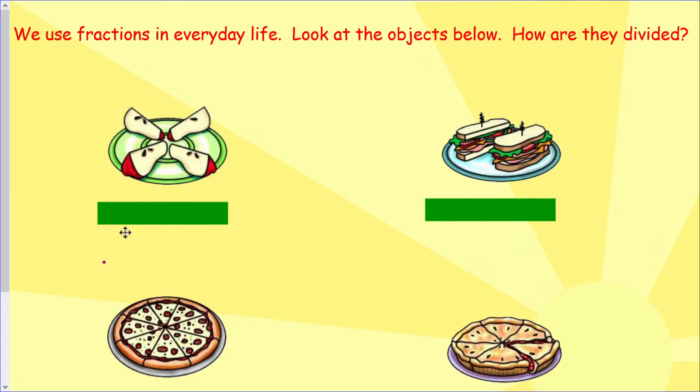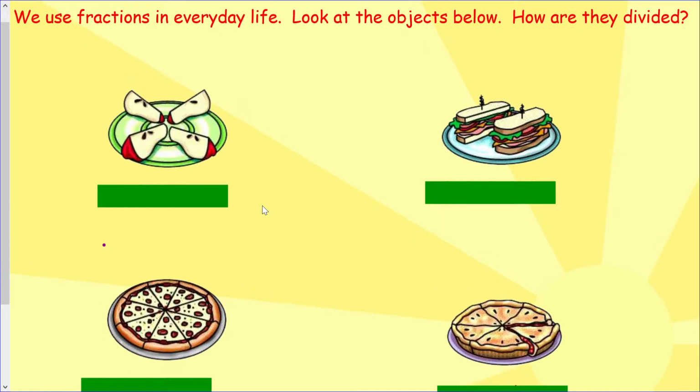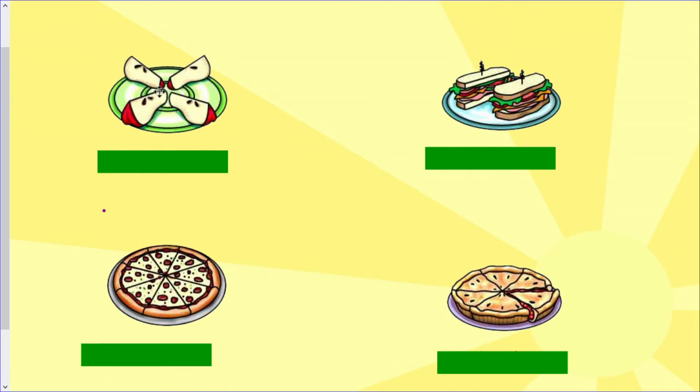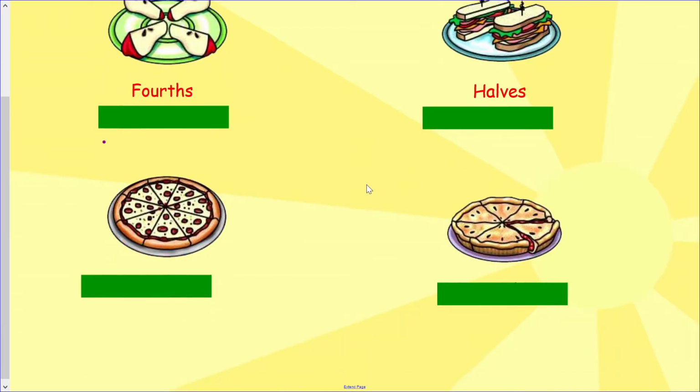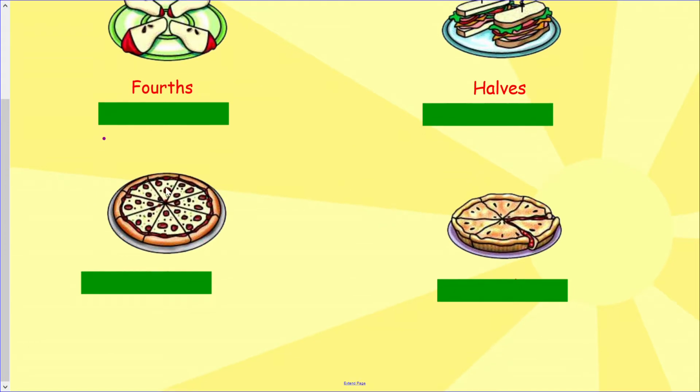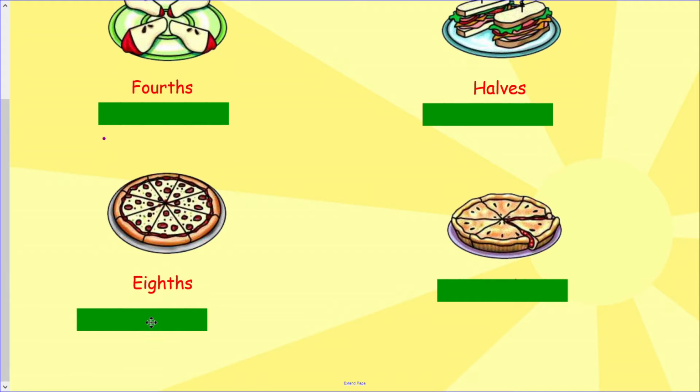Okay, we can name our fractions based on how many parts there are. This apple has been divided into 4 equal parts. When I name those parts, I call them fourths. This sandwich has been divided into 2 equal parts. When I name those parts, do you remember what they're called? Halves. This pizza has been divided into 8 equal parts. When I name those parts, they're called eighths.